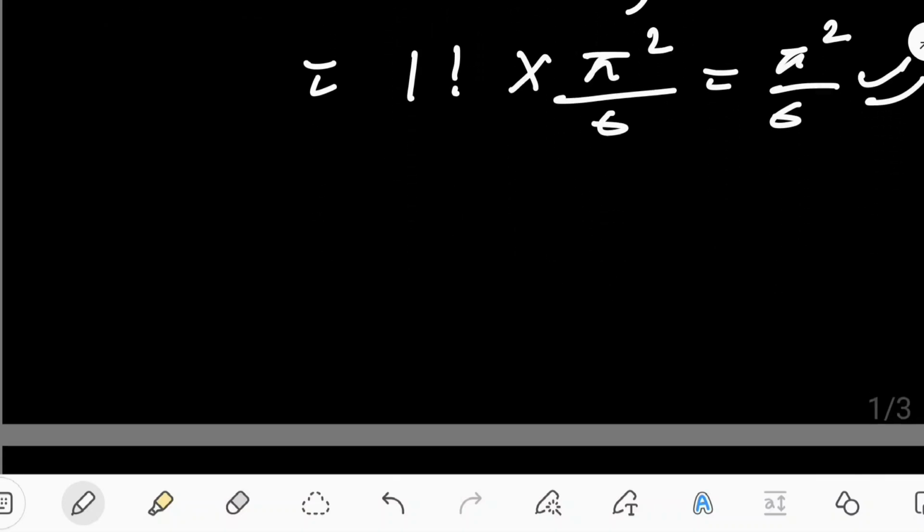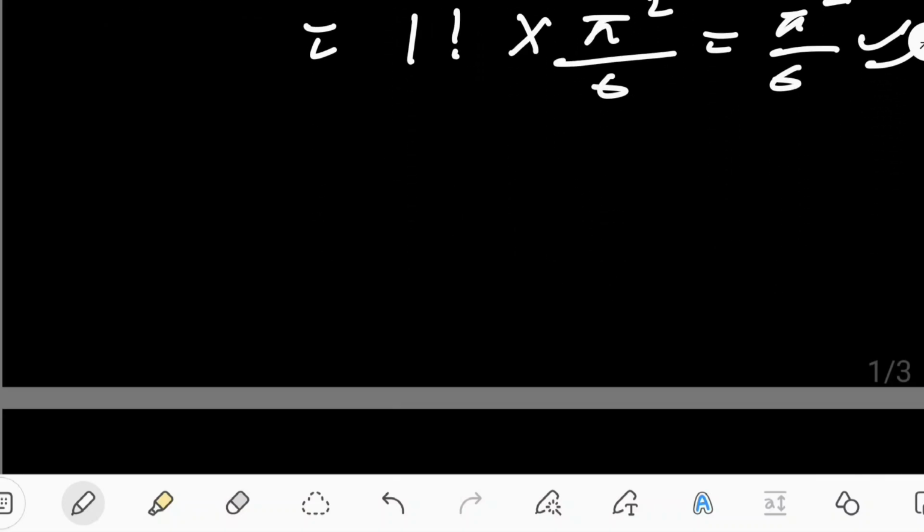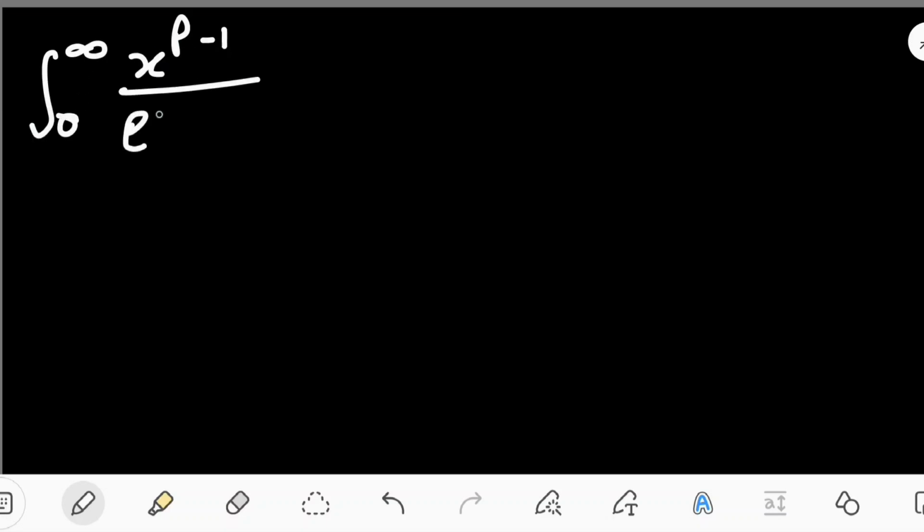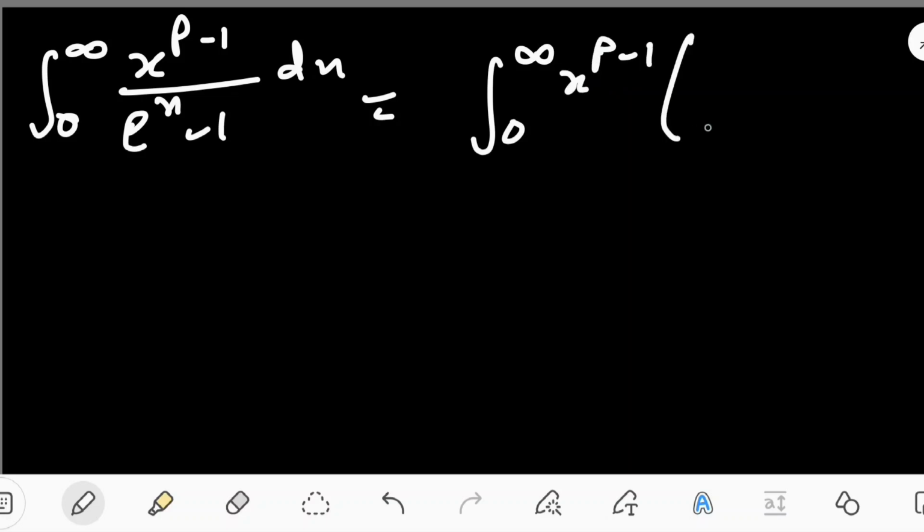Okay. So can we prove it? Yeah, we can. So let's prove it in a general method, and we will assume this expression, the integral of x to the power p minus 1 upon e to the power x minus 1 dx, and it will be equal to the integral from 0 to infinity of x to the power p minus 1 into e to the power negative x upon 1 minus e to the power negative x. Do you agree to this expression?